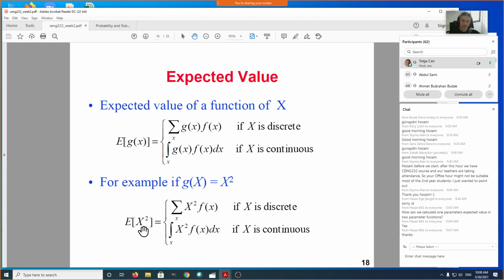So yeah, these are some other small functions. Even for the expected value of x squared, for example, you cannot take the expected value of x and square it, all right? Because this is not linear again. This is not a linear function. You need to compute the sum of x squared times f(x) if x is discrete.